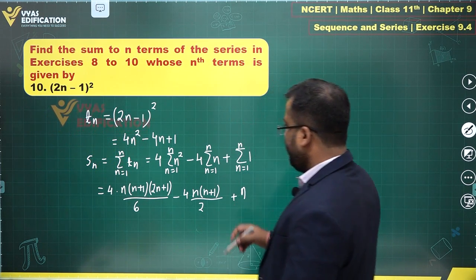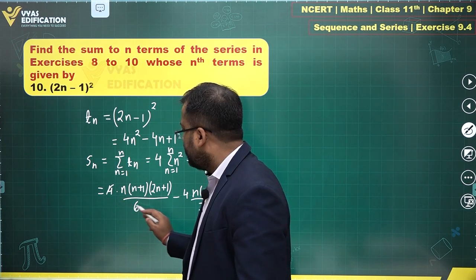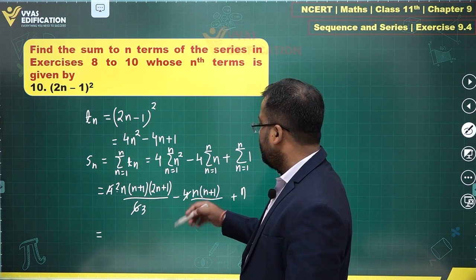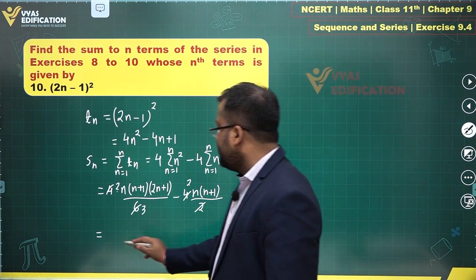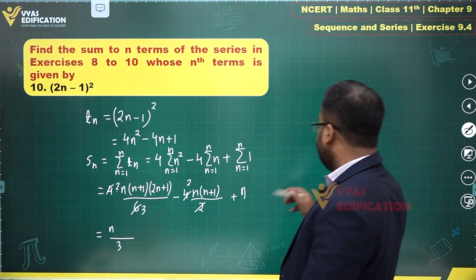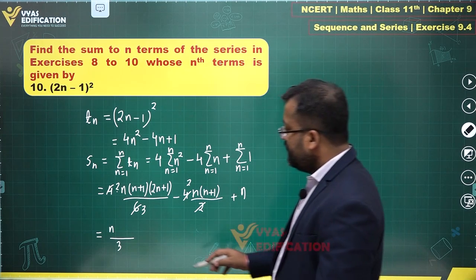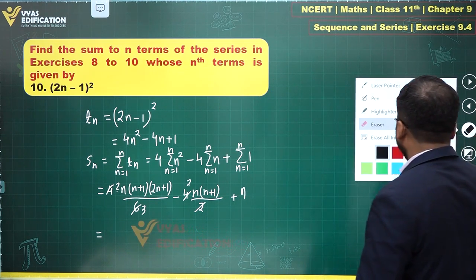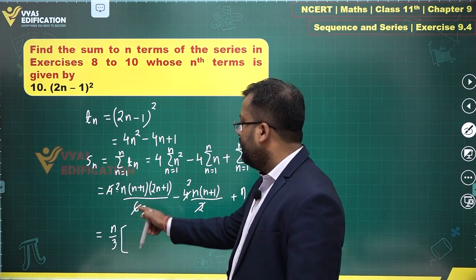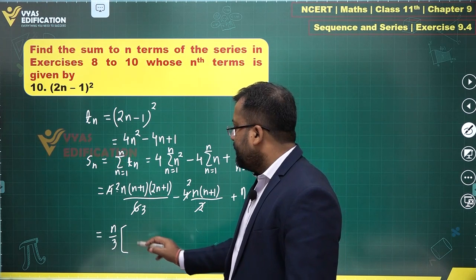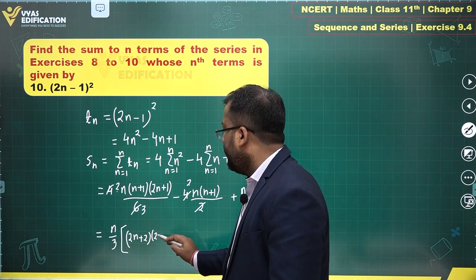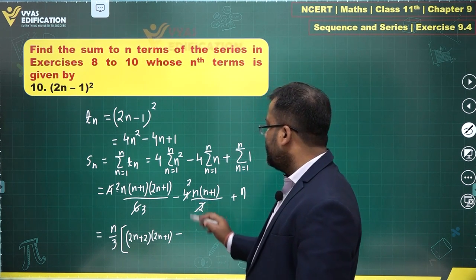Okay, and this simplifies to what? This cancels. This is 3, this is 2. You can take the LCM in the denominator, which is 3. In the numerator, the HCF will be n, because the last term only has n. So this is n by 3 outside. In the bracket, what do we get? 2 times n plus 1, 2n plus 1. What is that? 2n plus 2, 2n plus 1.